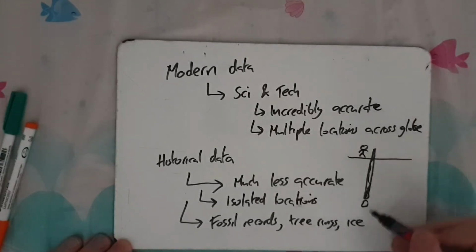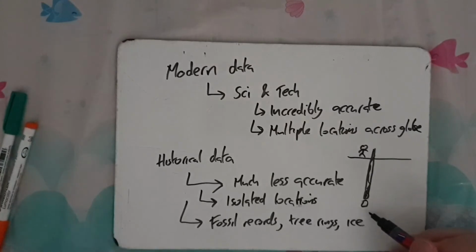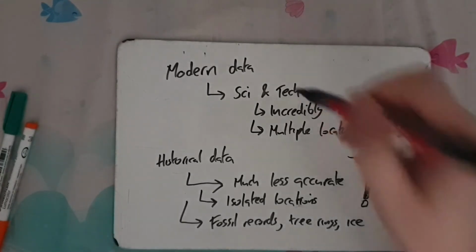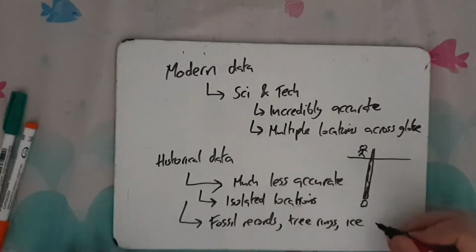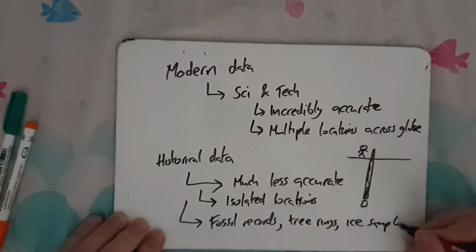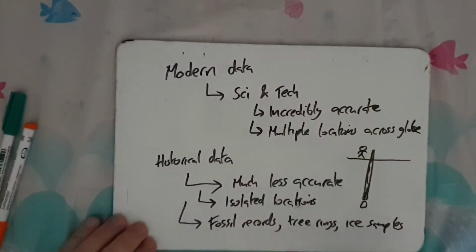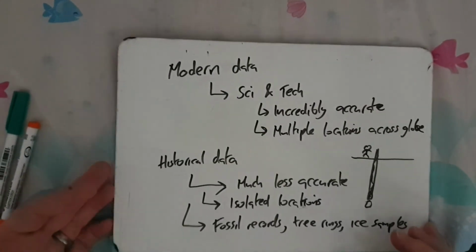So it's like having a time machine where the deeper you go, the older the ice is. So it gives you an idea, you can learn quite a lot about it, but it's still not as accurate as, like, ice samples. It's still not as accurate as the data that we're looking at today.